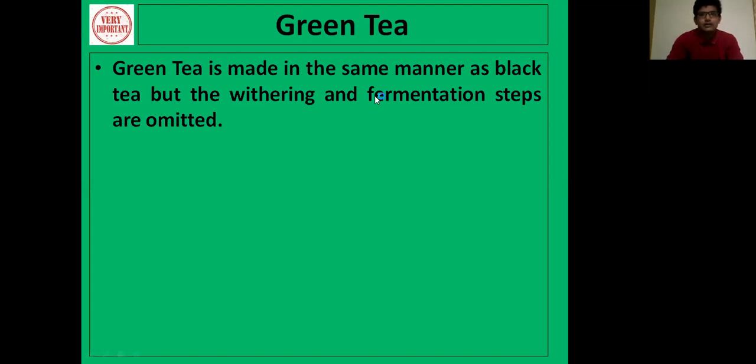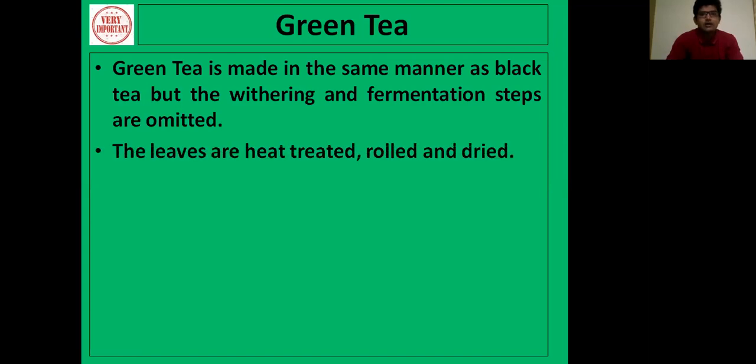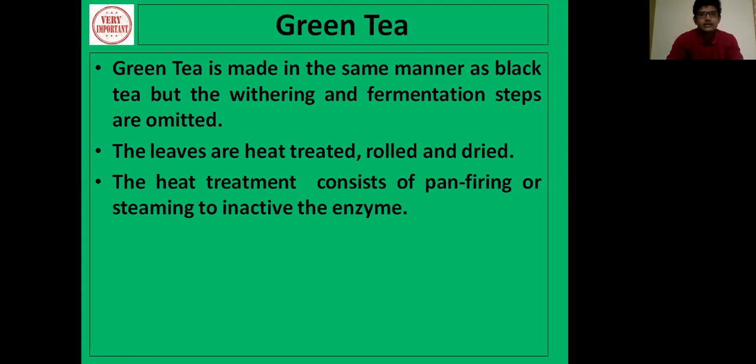There are no fermentation steps in the preparation of green tea powder. The leaves are heat treated and dried. The heat treatment consists of pan firing or steaming to inactivate the enzymes. Basically, the enzymes which are responsible for changing the color from green to copper are not activated. They remain in an inactive form, which is why there is no change in color.